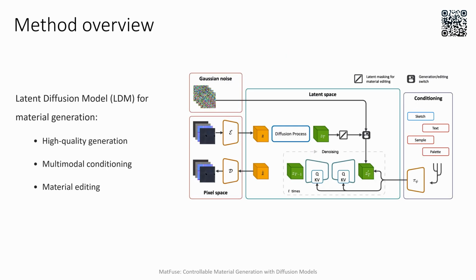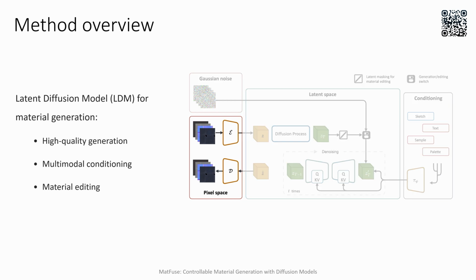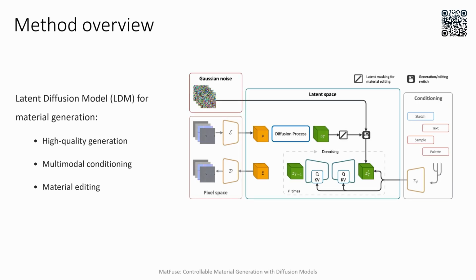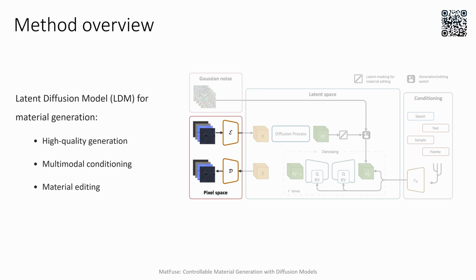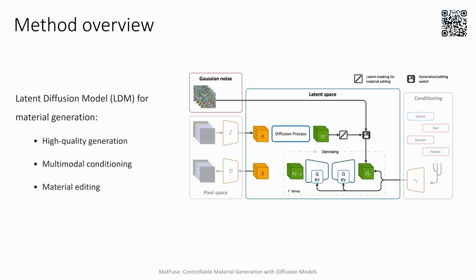MatFuse is a conditional generative model that produces high-quality pixel-level reflectance properties while combining multiple conditions. We achieve this by breaking down a material into primitives like color palette and sketch, which guide the generation. It is inspired by the latent diffusion model and has two main parts: a compression network and a diffusion model. The compression network projects data from the pixel space to the latent space and back. The diffusion model learns the distribution of the latent feature vectors, enabling the generation of new samples.